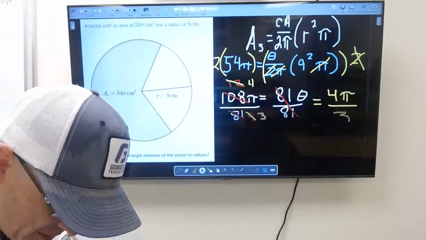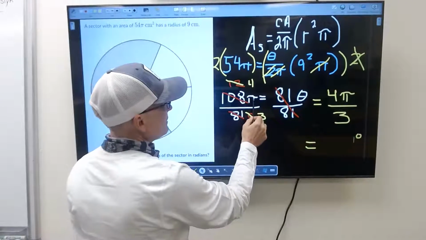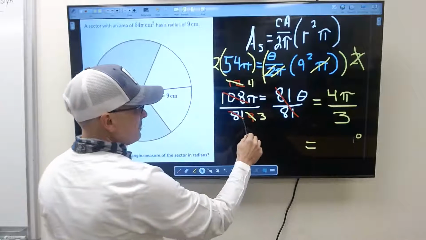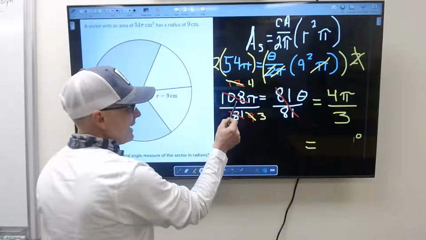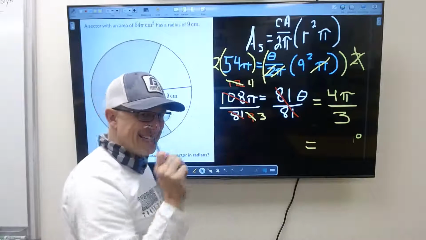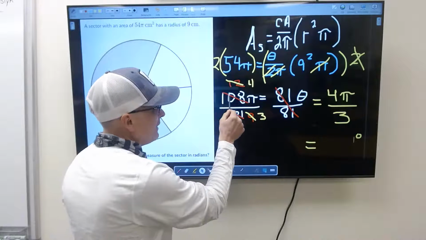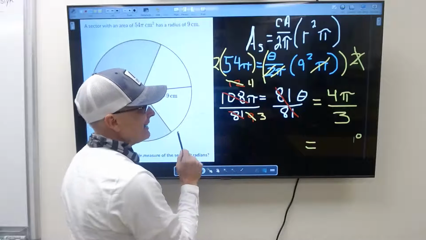Let me do the next one. I'm sorry, 108 pi. So 108 pi and 81 theta, divide by 81, divide by 81. Now these simplify. Again, 1 plus 0 plus 8 is 9, and 8 plus 1 is 9, so they're divisible by 9. If I divide that by 9, I get 12. If I divide this by 9, I get 9.